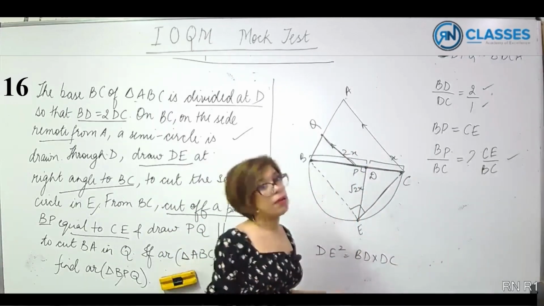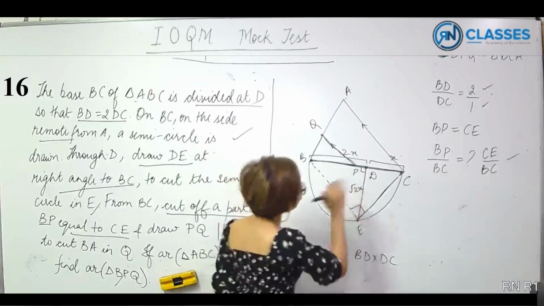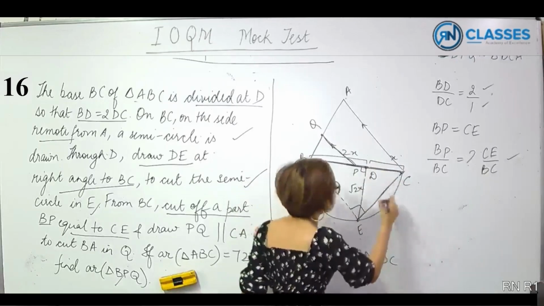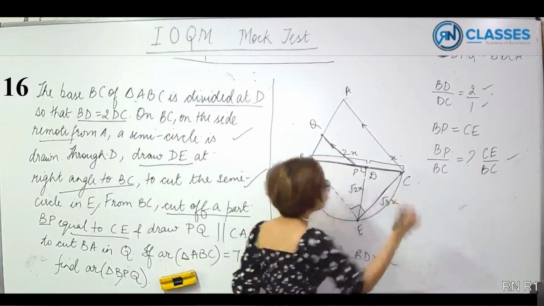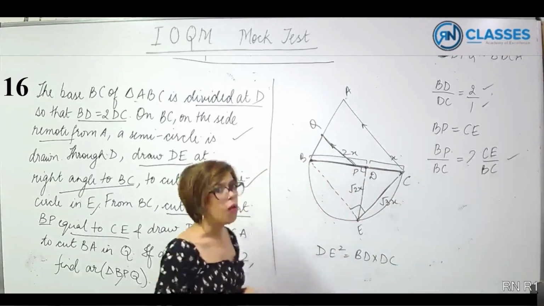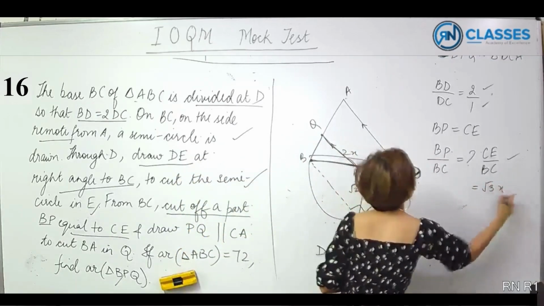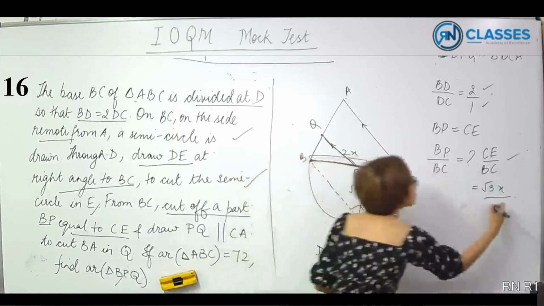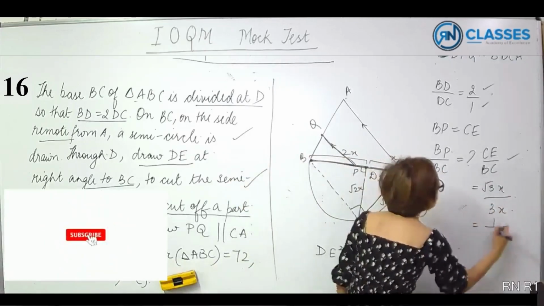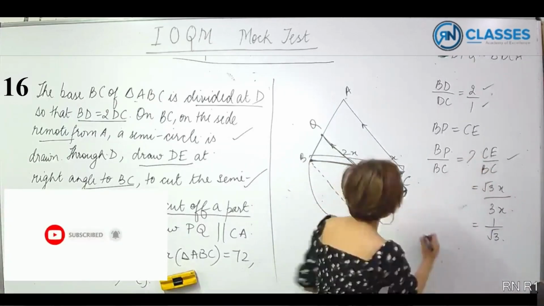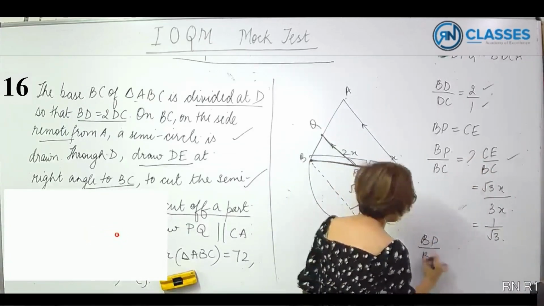Whatever length I get to know, I'm just writing it down. This is root 2x. Mind it, this is x, this is root 2x. That means CE is nothing but root 3x. I think our problem is done now. Look, CE is nothing but root 3x. BC, the entire thing, is 3x. So this ratio is 1 by root 3, that means BP by BC is 1 by root 3.